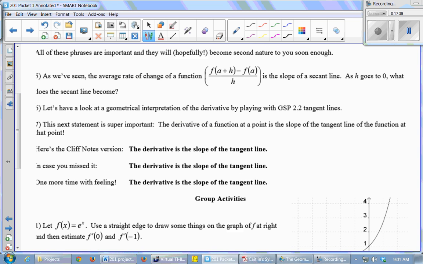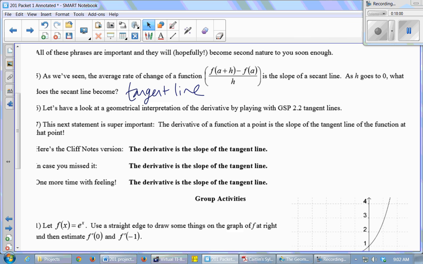Okay, so as we've seen, the average rate of change of a function, that's f of a plus h minus f of a all over h, is the slope of a secant line. And as h goes to 0, what does that secant line become? A tangent line. Okay, so I have a little animation that I'm going to show you to have a geometric look at the derivative by playing with some tangent lines.